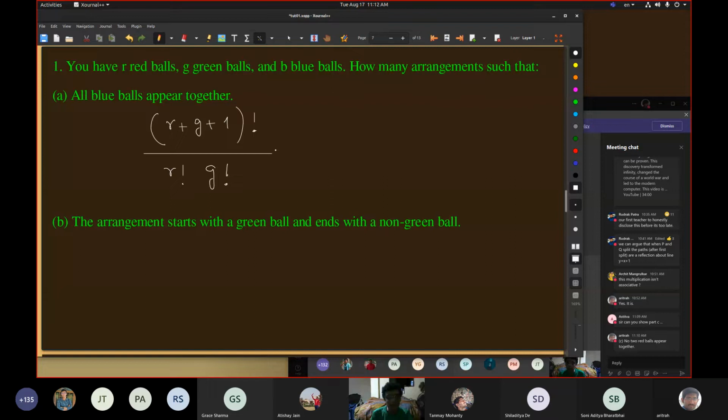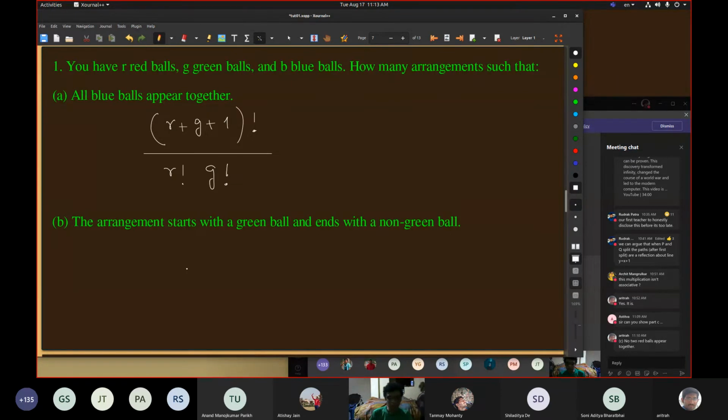Sir, all red balls are identical. All green balls are identical. All blue balls are identical. Yes. This is fine, right? Because all blue balls appear together, I can treat all the blue balls together as a single object.